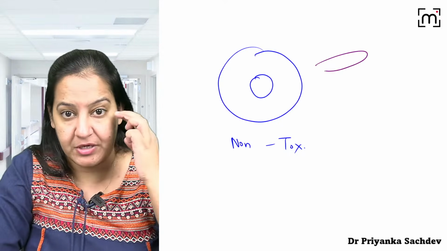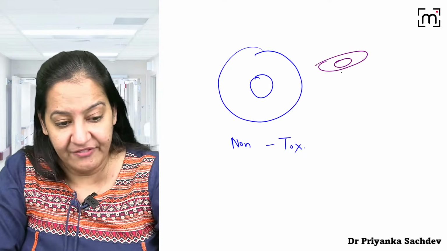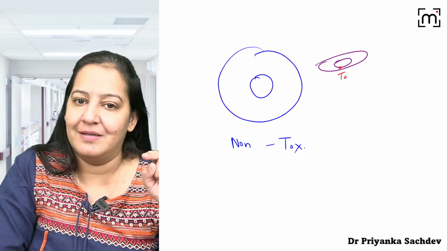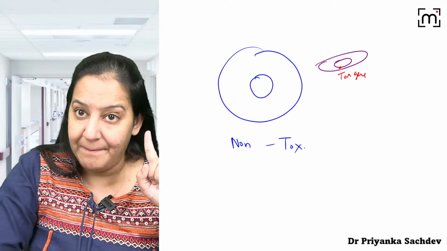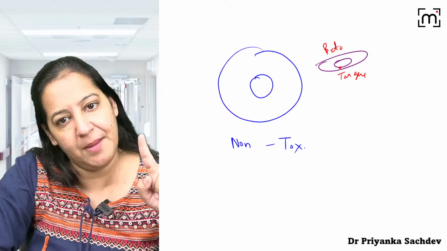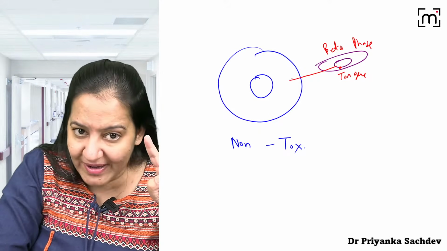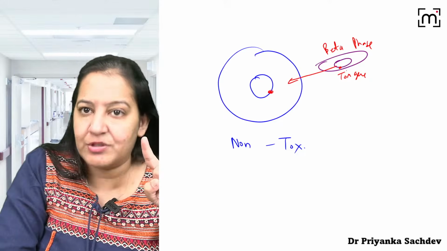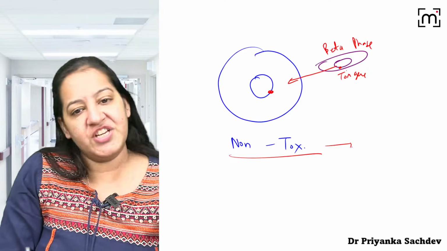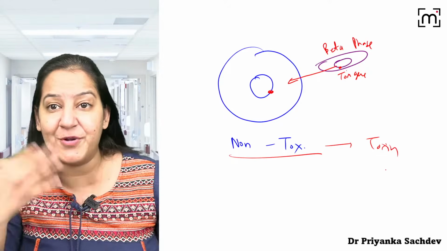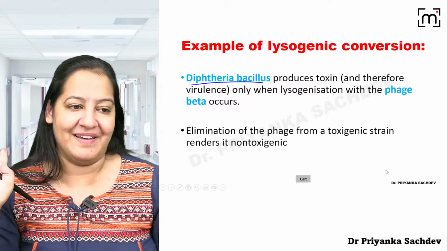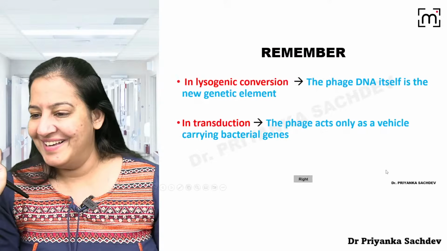This is the phage. This is a bacteriophage inside which the tox gene is present. It contains the tox gene, and the bacteriophage is beta phage. The name of this phage is beta phage. It is a very important MCQ. So it is entering inside and giving the tox gene to the bacteria. Now from non-toxigenic it will convert into toxigenic and start producing toxin. So this is the best example here. Yes, absolutely right. Give me a thumbs up.